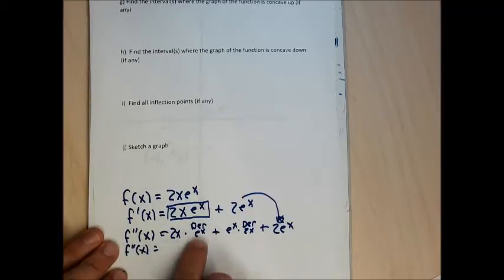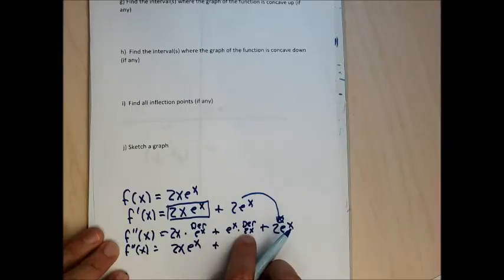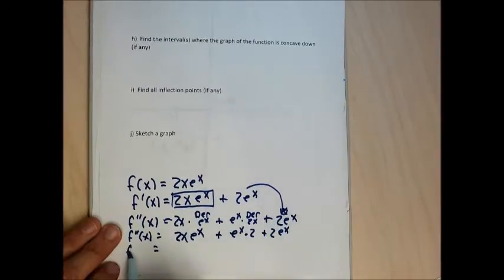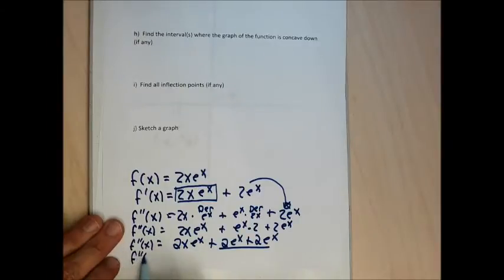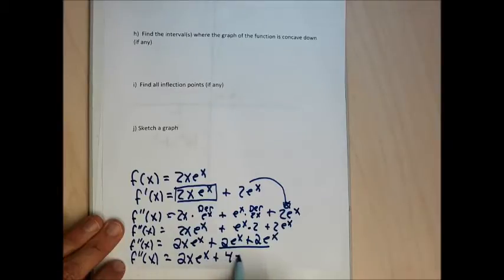So finish this up here. This 2x is going to stay. The derivative of e to the x is e to the x. And then I have e to the x, and then the derivative of 2x is 2. So this is going to be e to the x times 2 plus 2e to the x. This is going to give me 2x e to the x plus 2e to the x plus 2e to the x. I'm going to add those and get 4e to the x. So I'm going to get f double prime of x equals 2x e to the x plus 4e to the x.